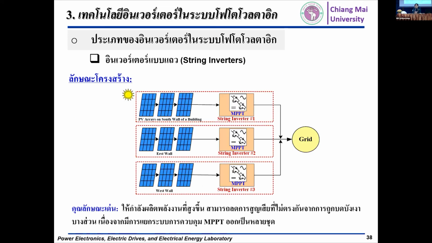How about this? This is the string inverter. There are three string inverters. What is the benefit of the string inverter? We can use multiple maximum power point tracking to capture the maximum power of the PV. When we compare the efficiency between the central inverter and the string inverter, of course the string inverter is the best choice for PV application.